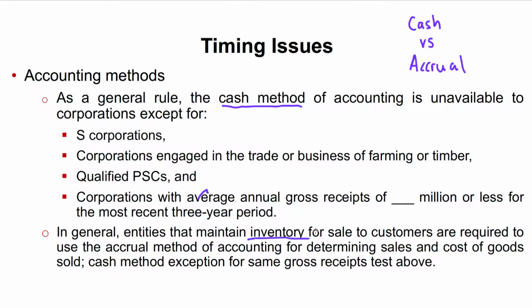Another item, corporations that maintain inventory. If you do the $25 million or less test over the last 3 years, you focus on the gross receipts. So if gross receipts are more than $25 million for the last 3 years averaged, and you have inventory, you're required to use the accrual method of accounting. Okay, so that's another example where you must use the accrual method. If you aren't required to use the accrual method, you have the option of doing the cash or the accrual method. So that is the cash versus the accrual method.